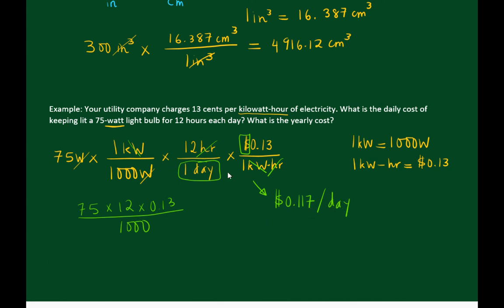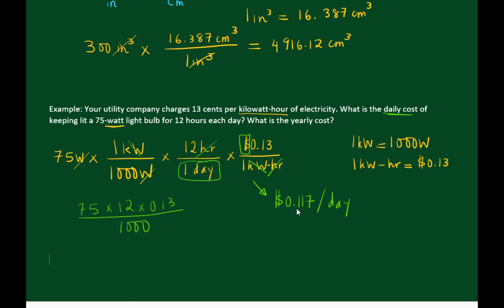I mean, you can break it down. You can convert it to kilowatts, then multiply by 12 to get the kilowatt hours that you use, and then multiply by the price. It will give you the same answer. But this is how you do it by using unit analysis. So I just get dollars per day, the daily cost.